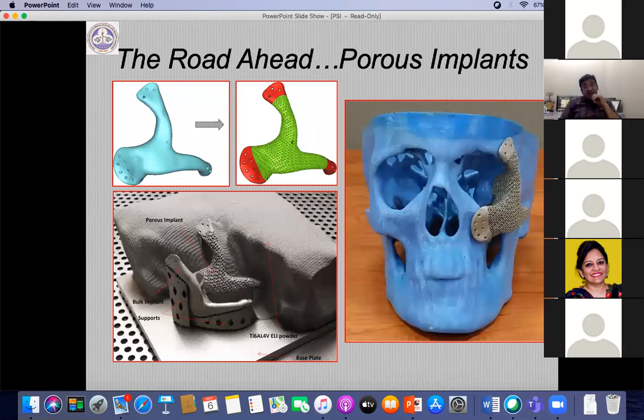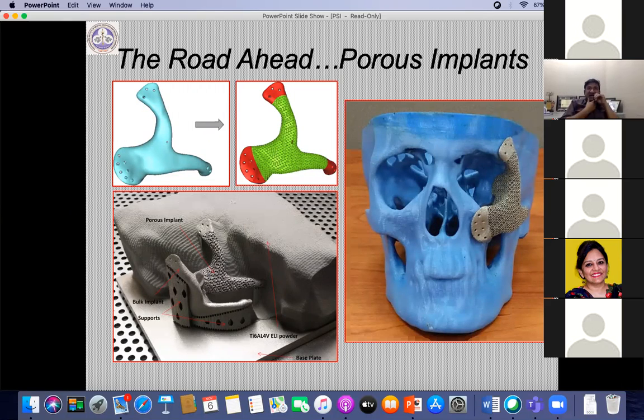So the road ahead: porous implants. This is the next thing which is still under a lot of research. The weight of the PSI is quite high if you compare it, right? So carrying that much weight for the rest of life, if we can make it porous, if we can fill in cancellous bone in there, so that ultimately it merges with the normal bone. Again, it is a hypothetical situation.